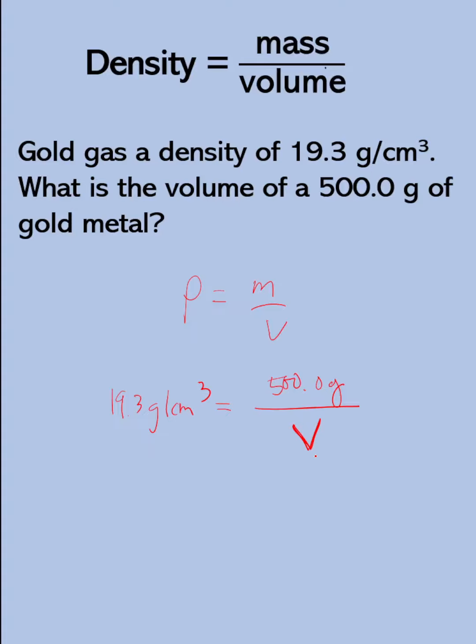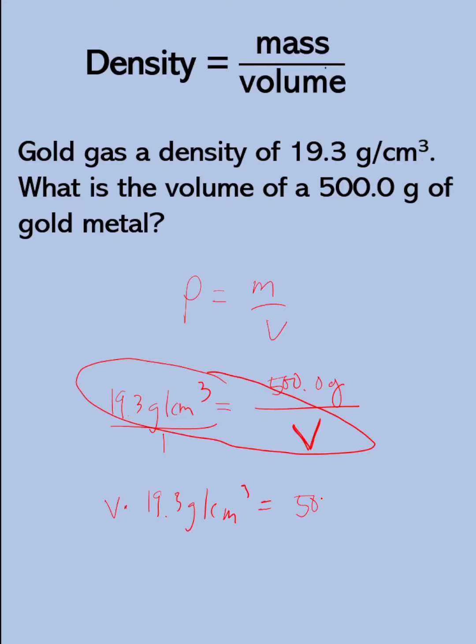What should I do? I can do cross multiplication. Of course, this one is a whole number. It has a denominator of 1. Then again, cross multiplication. So we have V times 19.3 grams per cubic centimeters, and then 1 times this one is equal to 500.0 grams. Then I'm looking for the V here. So what should I do? Divide both sides by this number, 19.3 grams per cubic centimeters. Then cancel this one.